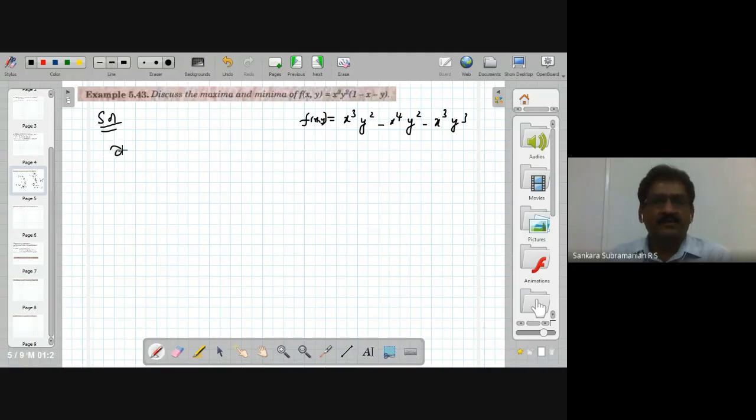Now I want to find the partial derivative of the function f with respect to x, dou f by dou x. Here y square is constant, take it out. Differentiating x cube, we get 3x square, and minus y square is constant, we get 4 times x cube, minus y cube is constant, differentiating x cube, we get 3x square. So I can find some common terms: y square is a common term, and x square is also a common term. So I can take x square y square as common.